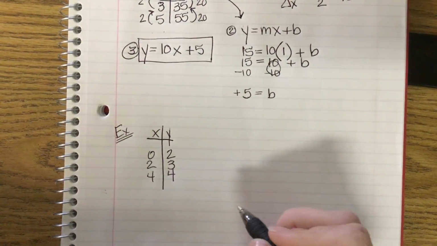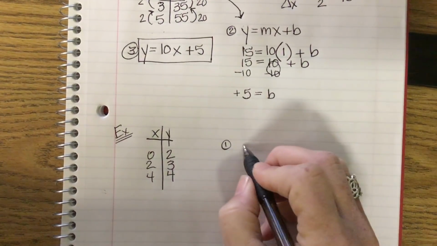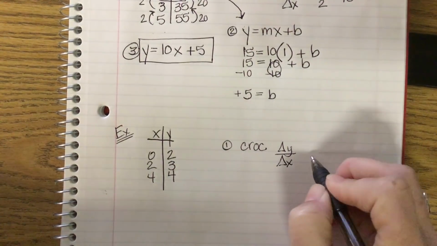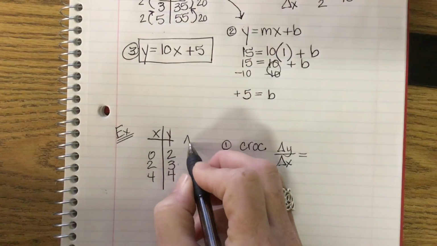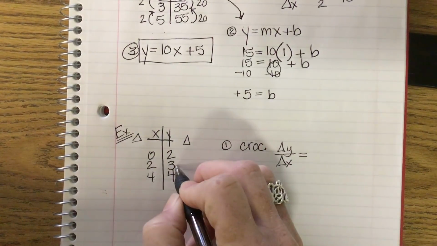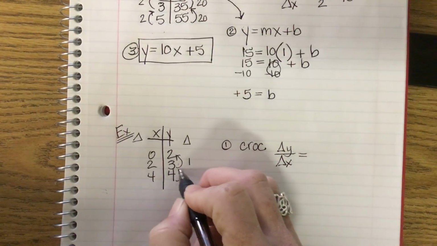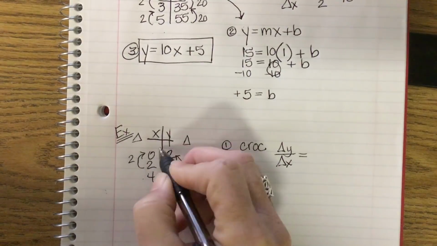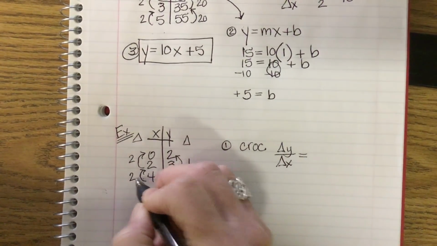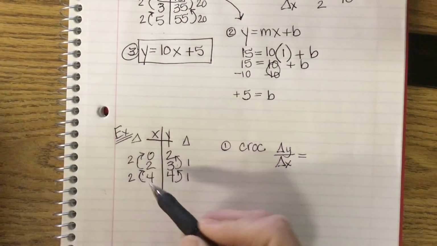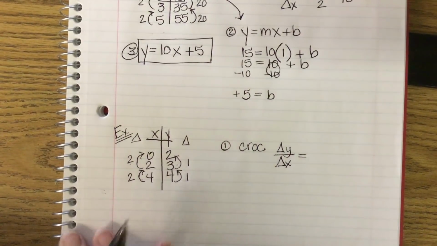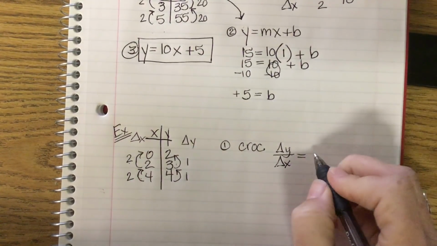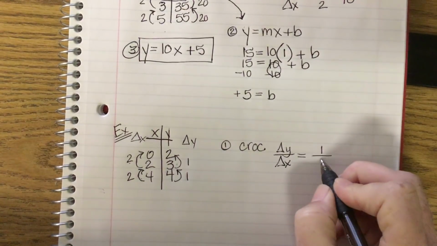All right, so welcome back. Remember that step 1 was find the CROC, which is your change in y divided by change in x. So I'm going to go over. This is my change. 3 minus 2, 1. 4 minus 3, 1. 2 minus 0, 2. And I put those arrows because that's the direction that I'm subtracting. 4 minus 2, 2. So if you notice, it's human nature to put the larger number on top so I can get a whole number. Be careful of that because remember your y is always going to be on top. So 1 divided by 2.